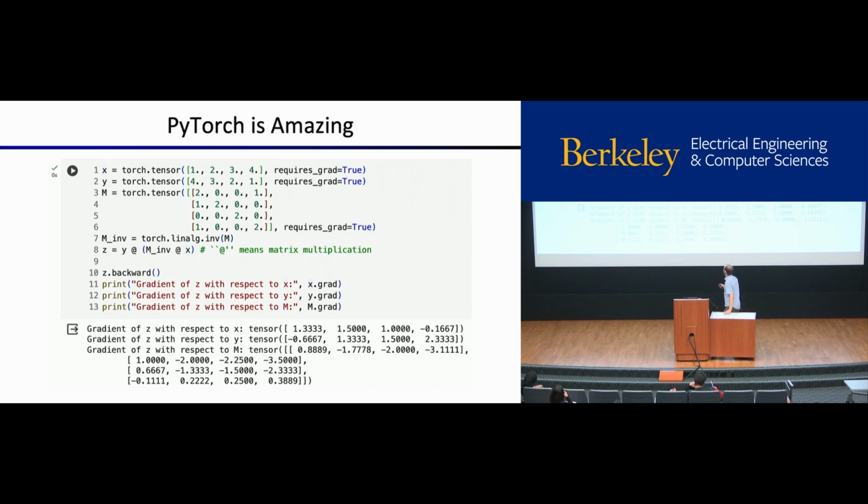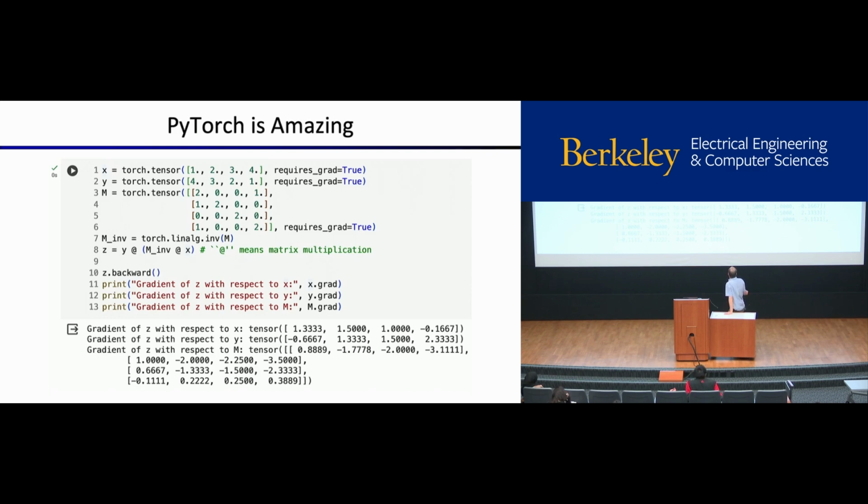Here's a more elaborate example, where this is a vector x, a vector y, a matrix M. We're going to want the gradient with respect to every single one of these locations in each of these tensors. It can even do things like you invert this matrix, and now this means matrix multiplication. So you're doing this matrix-vector product, this vector-vector product, and now that's our new z. And now we take the gradient of z with respect to all three of these different things.